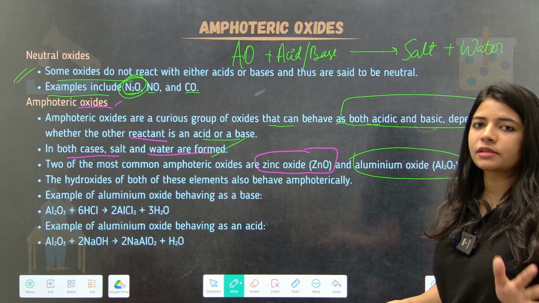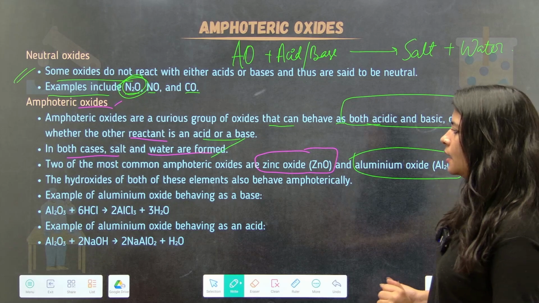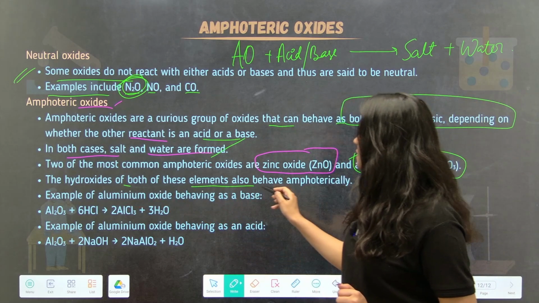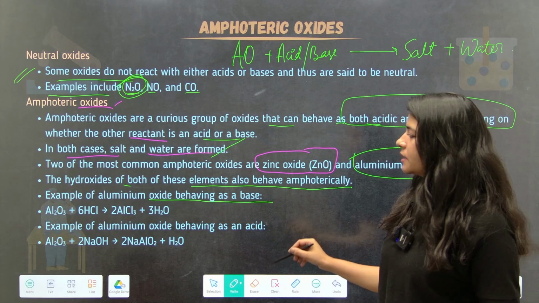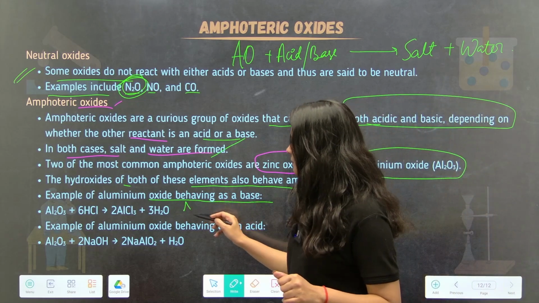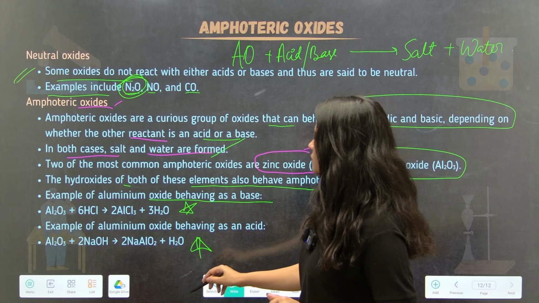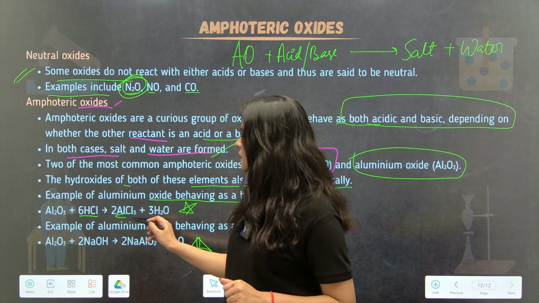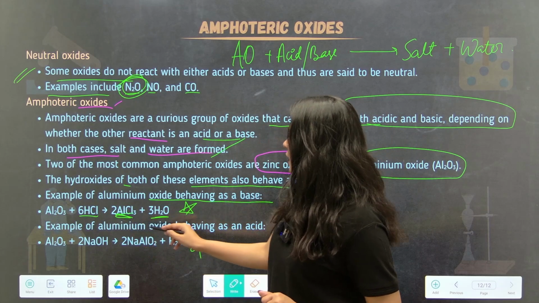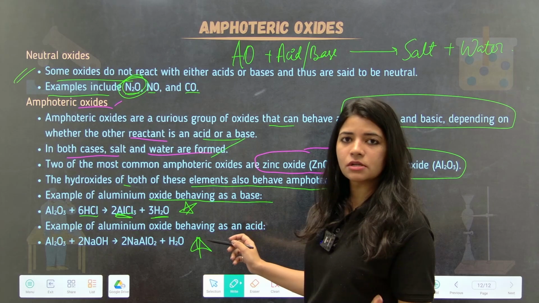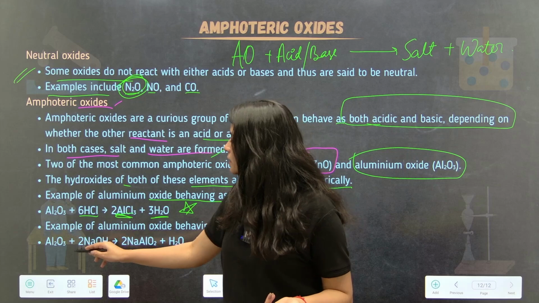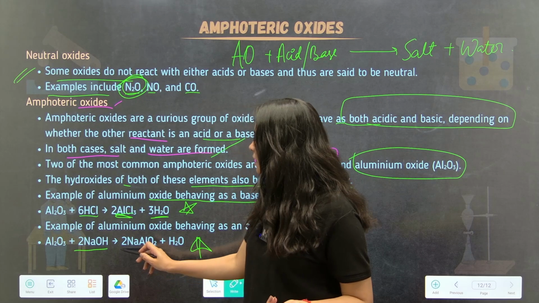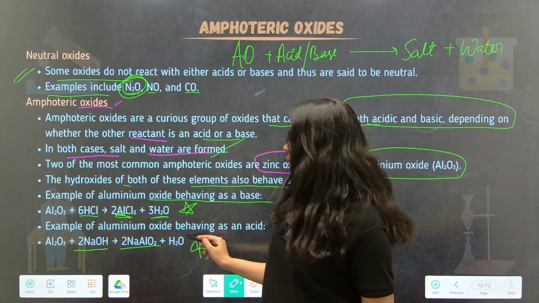They can react with both acid and base. Okay, the hydroxides of both of these elements also behave amphoterically. Example of aluminium oxide behaving as a base. Now these reactions are very important. So when aluminium oxide reacts with an acid, it will give us this salt and water. And because aluminium oxide is amphoteric, it can react with both acid and base. If you write the reaction with the base, then you will get NaAlO2, which is the salt, and water.